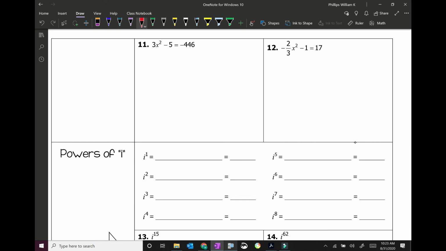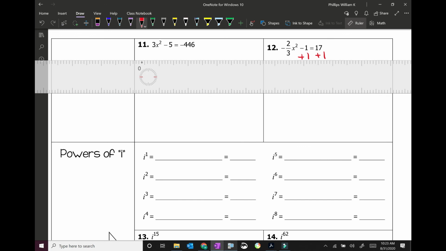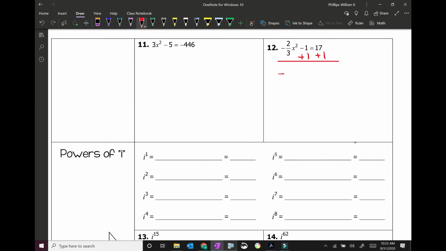Numbers 11 and 12 aren't going to be any different. Just know that if the numbers are larger, you can use the calculator to help you find the largest perfect square. So I will do one like 12 because I haven't done a fraction yet. So let's start by adding 1 to both sides. So that gives me negative 2/3 x squared equals 18. So the way you move a fraction here is you multiply by the reciprocal. So that's going to be negative 3/2. So I'm left with x squared equals negative 27.